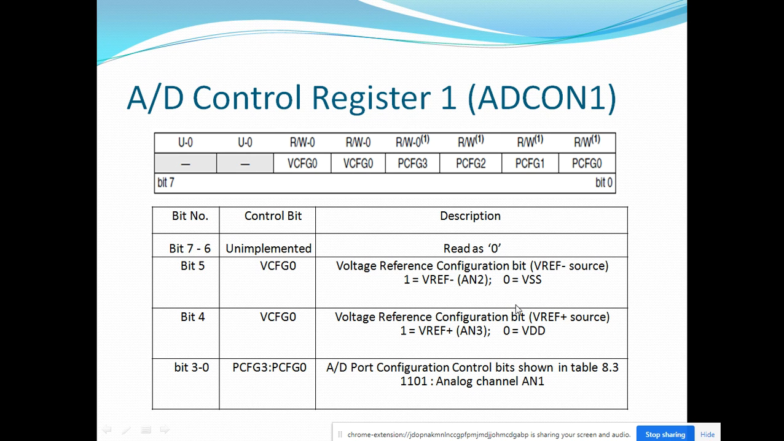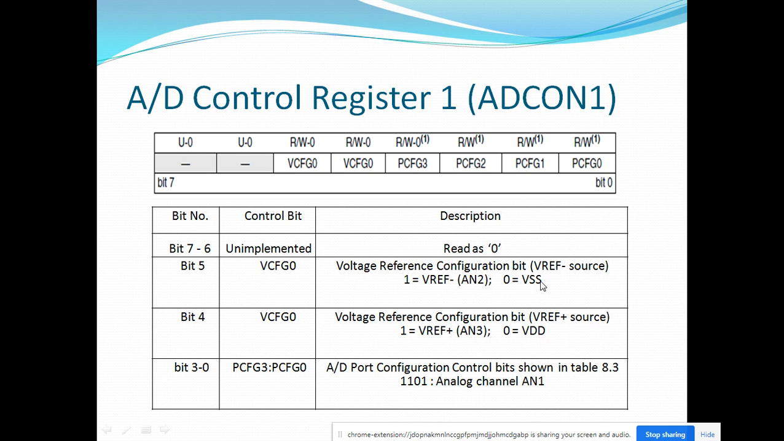In the same way, VCFG0 is the configuration bit for Vref positive. If I use 2.56 volts, then I will connect 2.56 here, and its negative terminal will be connected to the Vref minus pin. As we have discussed, AN3 is multiplexed with the Vref positive function, and AN2 is multiplexed with the Vref negative, or minus, function. If I want to use the 0 to 5 volt range for the input of the analog channel, then I should set these two bits to 0. That means VSS will be considered if I write 0 to this bit, and VDD is considered if I write 0 to this particular bit.